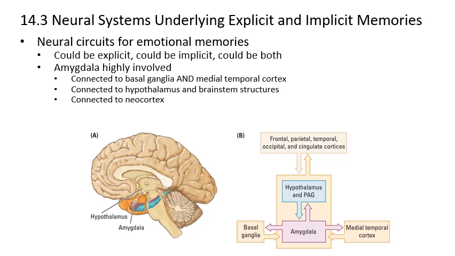It's connected to the basal ganglia and the medial temporal cortex, so it's connected to areas involved in both implicit and explicit memories. The amygdala is also connected to the hypothalamus and brainstem structures and the neocortex. So a lot of the major regions of the brain are connected to the amygdala and also involved in emotional memory.